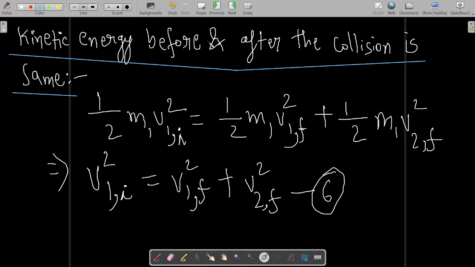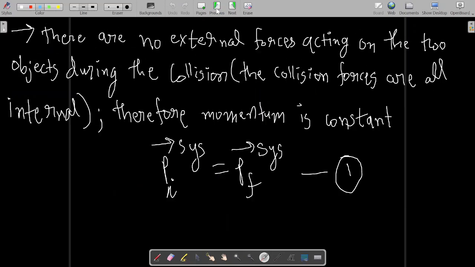You already know all those things. I have already told you in the lectures that kinetic energy is conserved. It is wrong to say so. You can only write that the kinetic energy before and after the collision is the same. That is the only thing which you can write. Okay, so have a look.